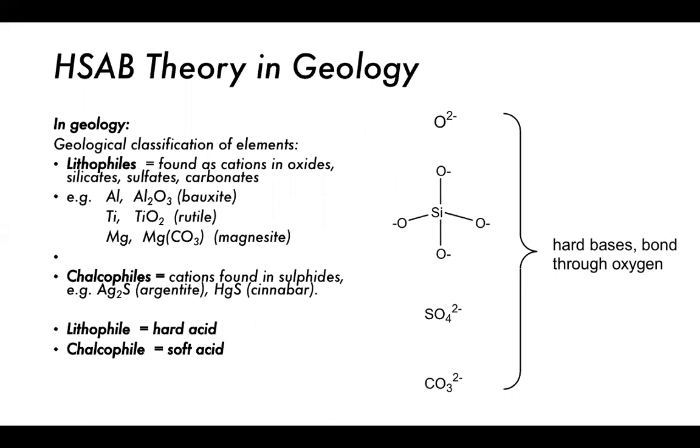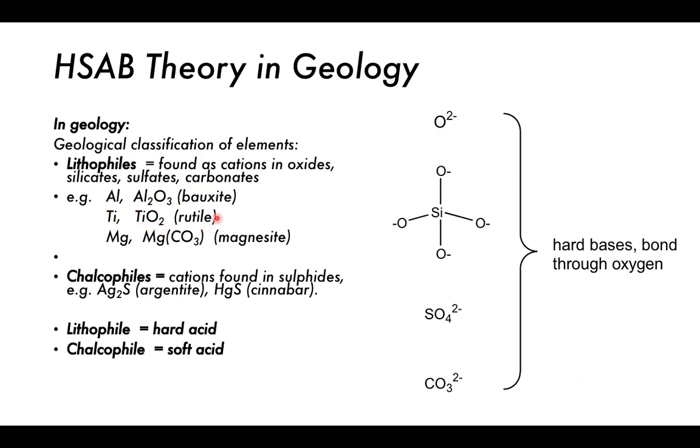We also see hard, soft, acid-base theory in geology. The classification of different mineral deposits is based on whether they contain hard acids and bases or soft acids and bases. In the geological classification of elements, lithophiles are found as cations and in oxides, silicates, sulfates, and carbonates, such as aluminium. Aluminium oxide is also known as bauxite ore.